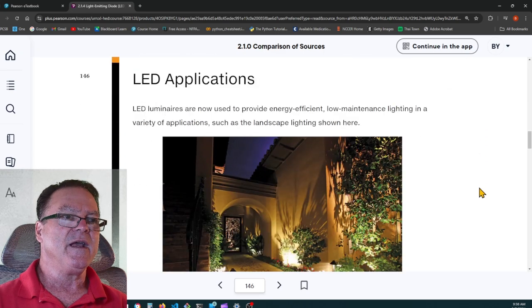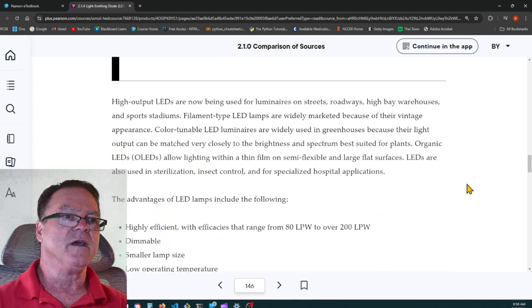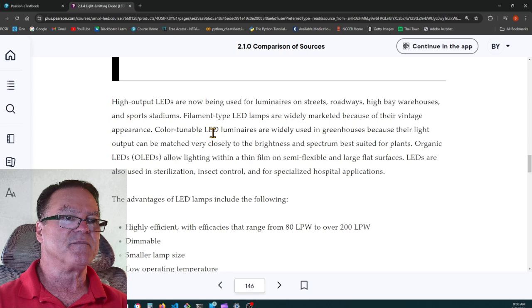All right. LED luminaires are now used to provide energy efficient, low maintenance lighting in a variety of applications, such as landscape lighting shown here. High output LEDs are now being used for luminaires on streets, roadways, high bay warehouses, and sports stadiums.